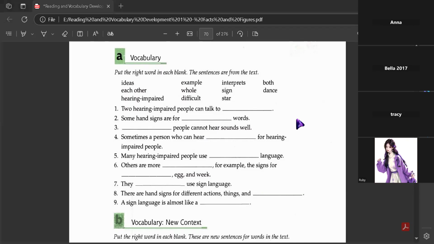Okay. The first sentence: two hearing impaired people can talk to each other. Very nice. Each other. Okay, easy. The second one: some hand signs are for both. I mean that whole word. Yeah, some hand signs are for whole word. Okay, very nice. The third one, Danny.